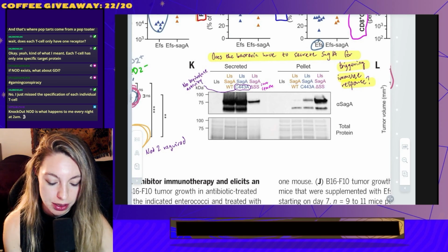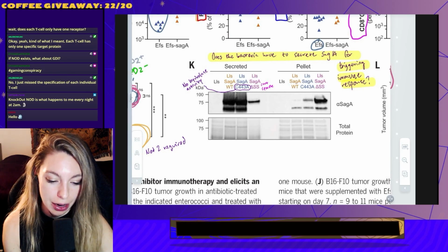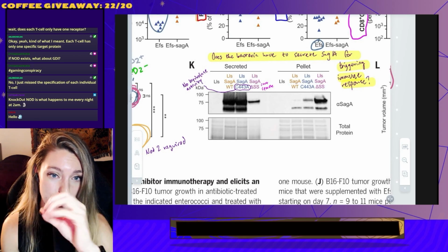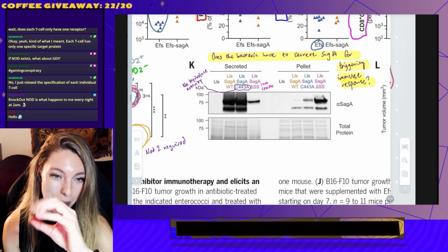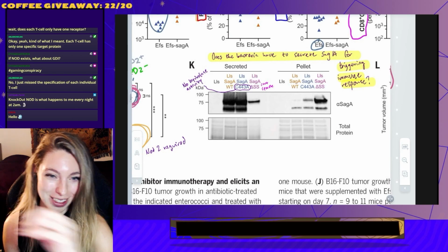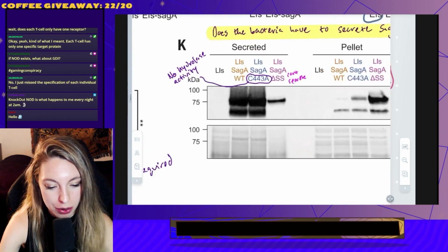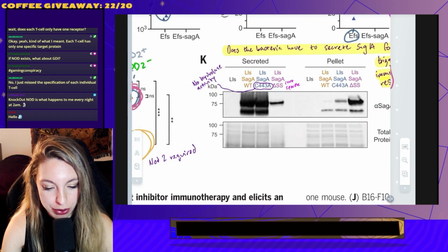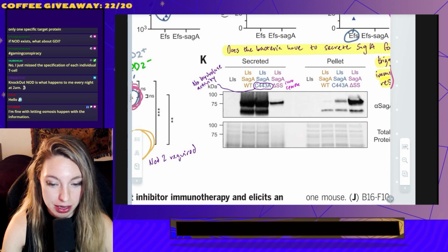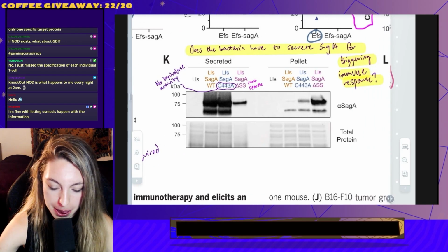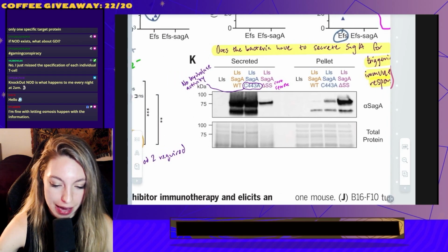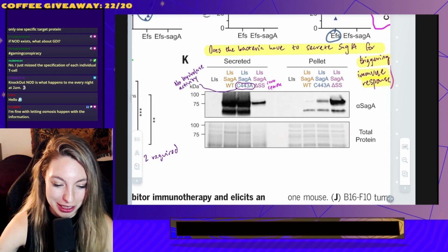And also, what happens if they knock out the hydrolase activity of SagA? So what if they make SagA not able to cleave? So they basically take Pac-Man's ability to cleave away. So now it's just frozen. It can't cleave anymore. So they make two different types of SagA proteins, and I think they put these into a different type of bacteria.